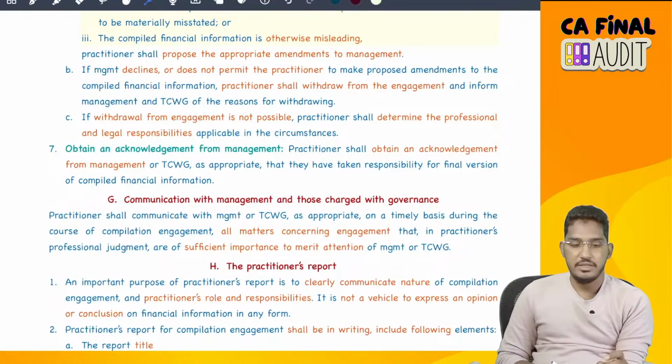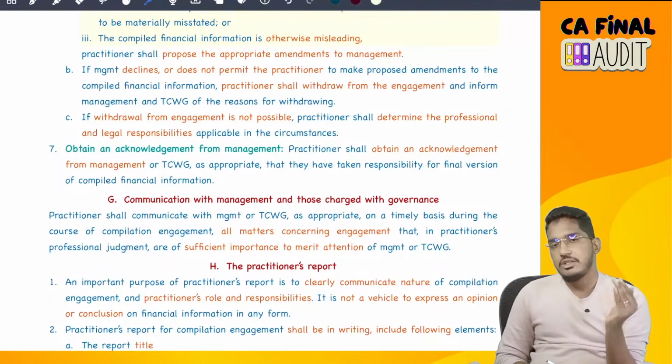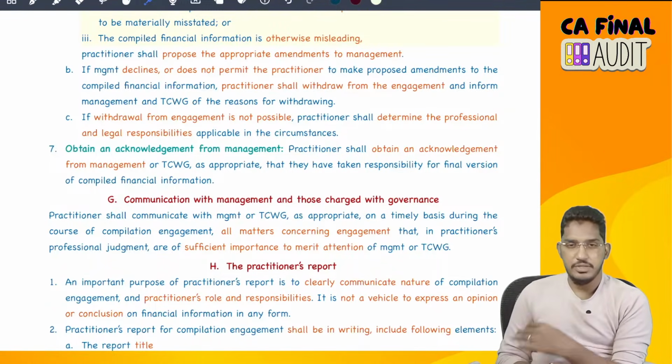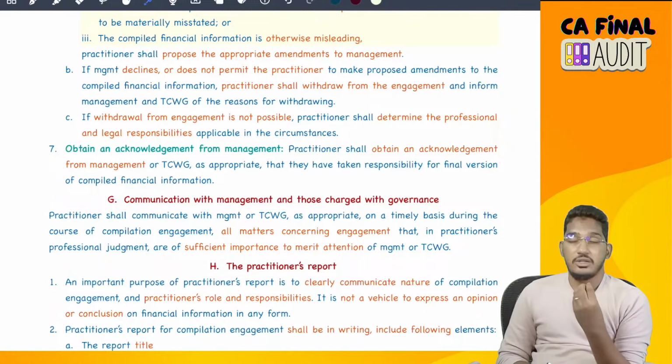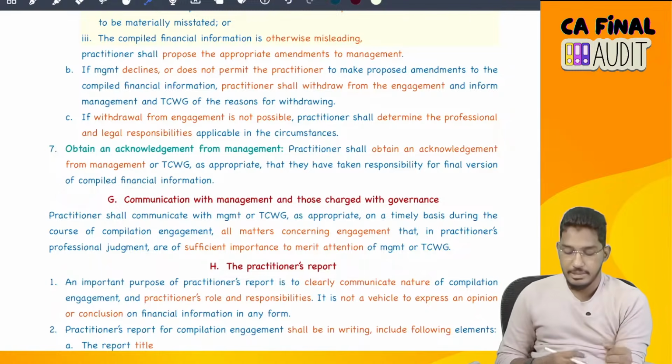They have made the estimates. They have determined the appropriateness of accounting policies. I just gave them my recommendations on the basis of accounting standards. That's all. So even though I have assisted them in the compilation of the financial information, the ultimate responsibility for the final copy of the financial information is always going to remain with the management. Even ask the management to accept that in a written format.